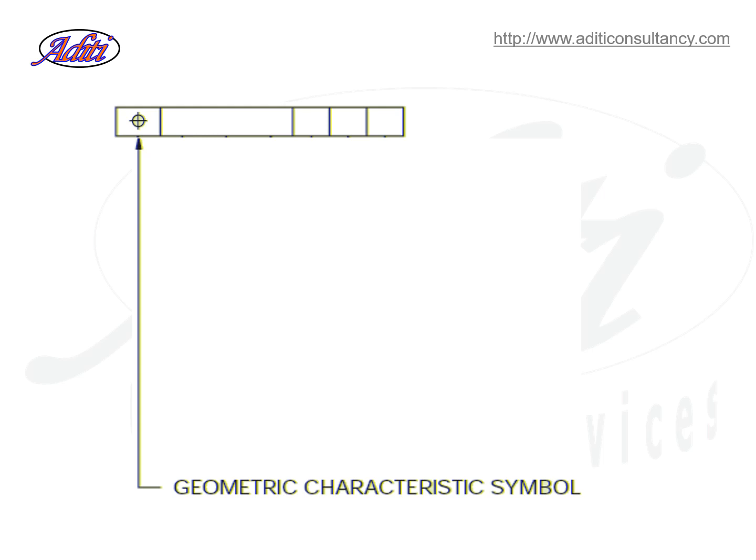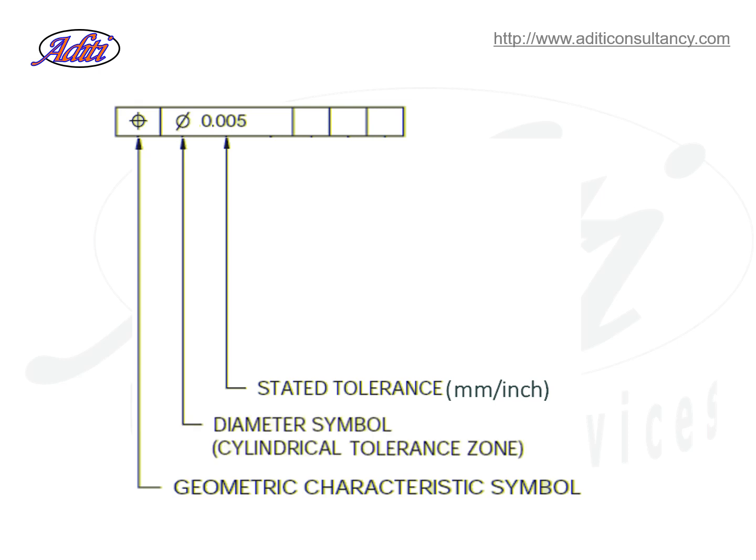In the second box, there will be a numerical value. That numerical value is nothing but the stated tolerance. Now, the unit of the tolerance can be only mm or inch. This numerical value may have a diameter symbol in certain cases. This diameter symbol will come only when an axis is being controlled. In case of surface and mid plane, the diameter symbol will not be there.